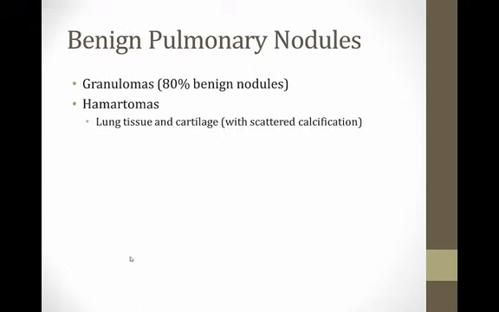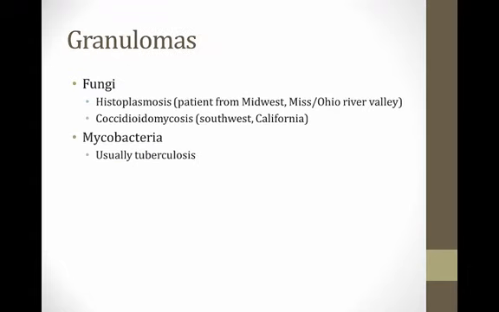So what are some causes of benign pulmonary nodules? One of the most common causes are granulomas, and we'll talk about that in a minute, but these are usually people who previously had tuberculosis. Another common cause is a hamartoma. So hamartomas are lesions that are made up of normal tissue, but it's disorganized. So a lung hamartoma is going to have normal lung tissue and cartilage that's disorganized with scattered calcification, and these are benign. So the two reasons granulomas often form are prior fungal infections or prior mycobacterial infections.